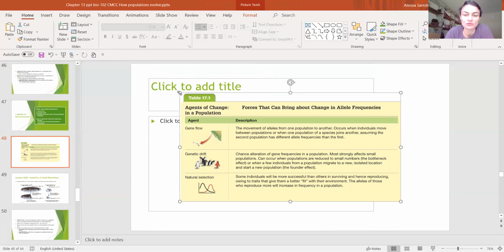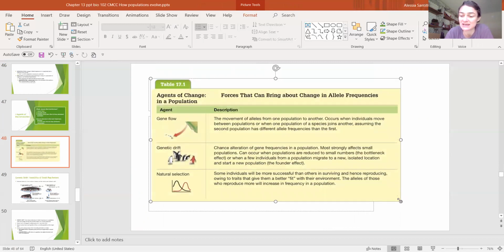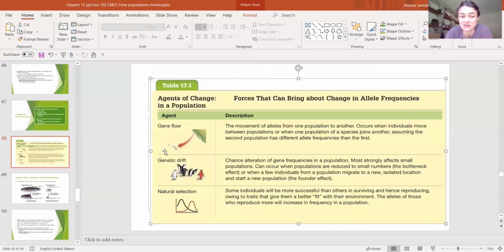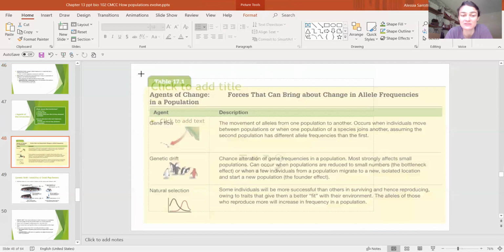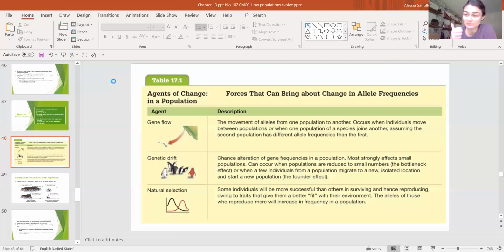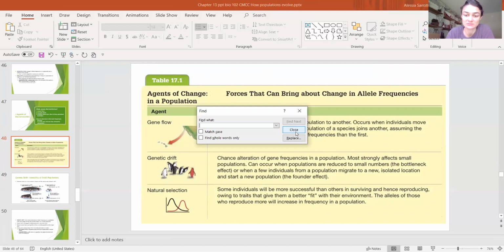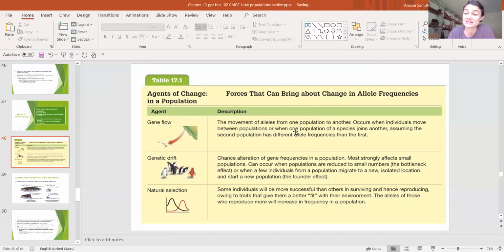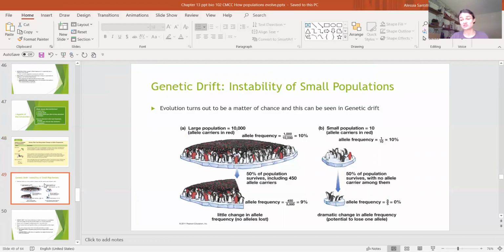Okay, so forces that can bring about changes in allele frequency, so forces that are behind microevolution, are gene flow, genetic drift, and of course, natural selection. So let's look at each one in more detail. The first one is genetic drift.